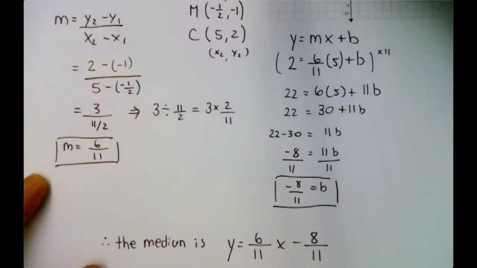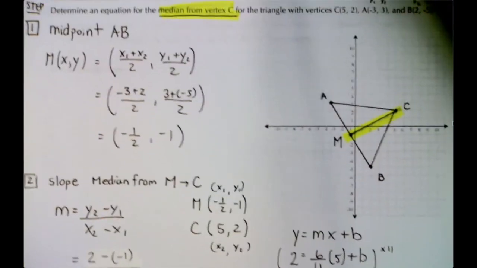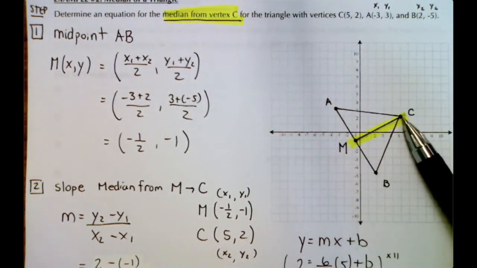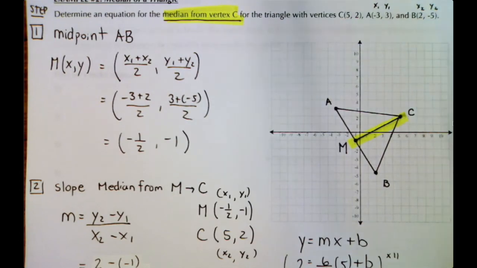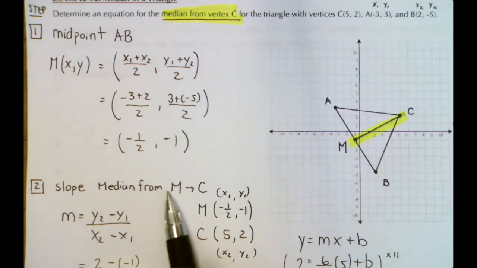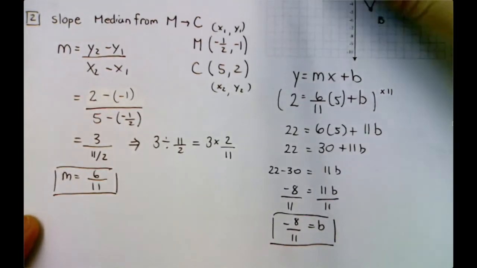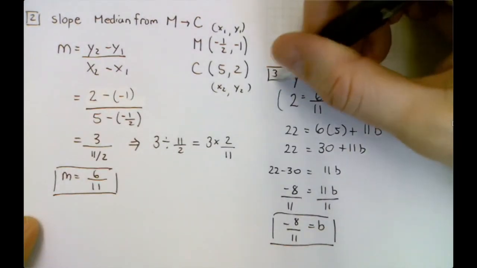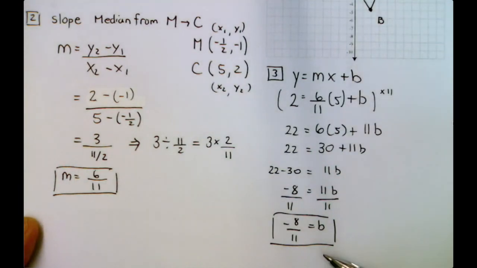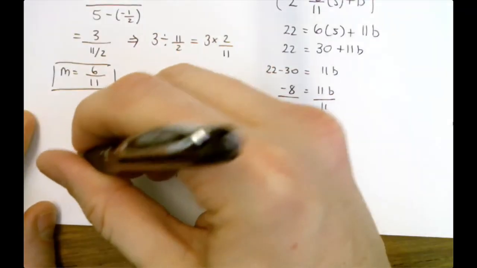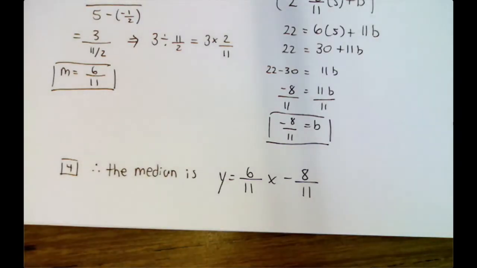So just to recap really quickly, let's go back up. Step 1, find the midpoint of the line across from the vertex we're finding the median for. Step 2, find the slope of our median. I forgot to write my step 3 label. Step 3, find the y-intercept for our median. And step 4, write the equation.